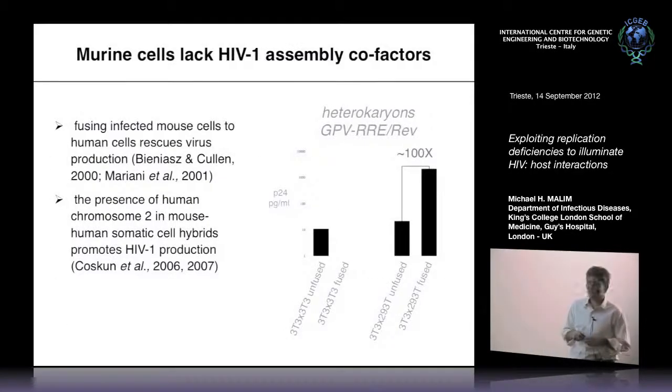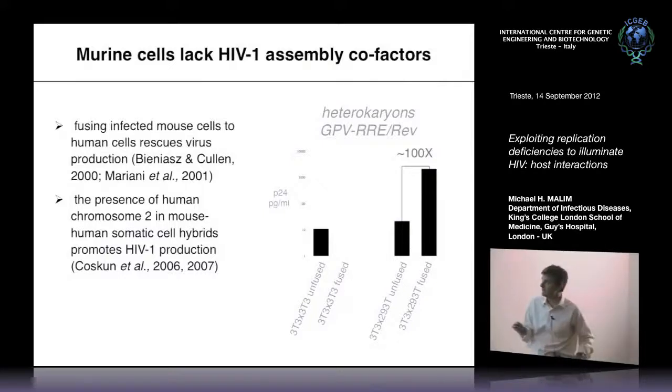And why is it defective? Well, using a cell fusion experiment of the type that I outlined earlier, if you fuse mouse and human cells together, you get a very large boost to virus production, arguing then that the problem in mouse cells is a lack of factors that are present in human cells, so that when you fuse the two together, you recapitulate the human cell phenotype, and that is one that facilitates viral assembly. And those are experiments that were initially done by Paul Benash when he was in Brian Cullen's lab, and also in Ned Landau's group about 10 years ago.